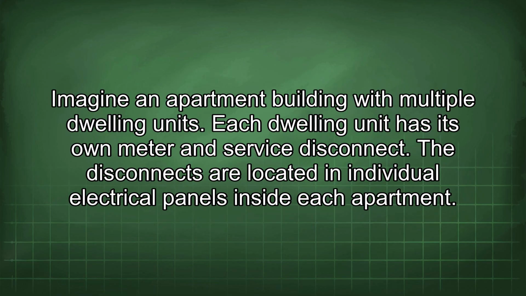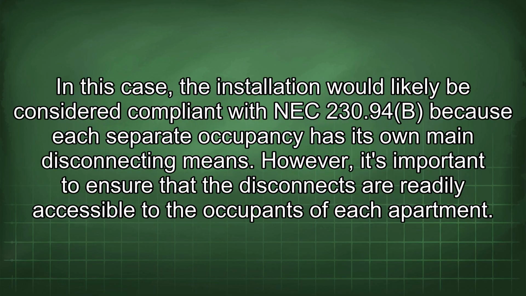Imagine an apartment building with multiple dwelling units. Each dwelling unit has its own meter and service disconnect. The disconnects are located in individual electrical panels inside each apartment. In this case, the installation would likely be considered compliant with NEC 230.94(B) because each separate occupancy is its own main disconnecting means.